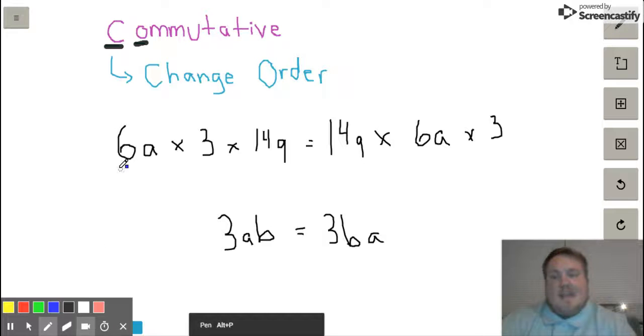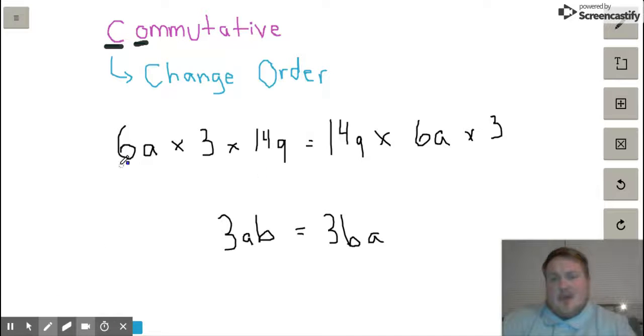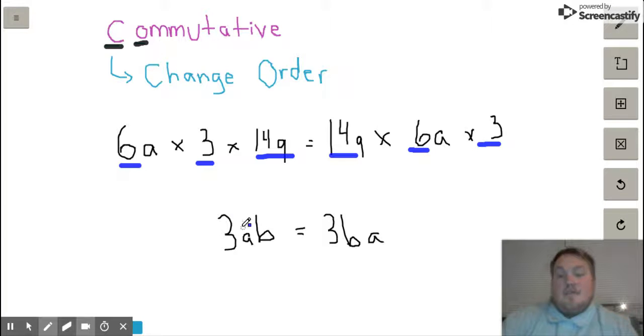And what I mean by that, if you look at the expression below, 6a times 3 times 14q, the other side has the exact same items, a 14q, a 6a, and a 3, but the order has changed, okay? So instead of 14q being at the end, it's now in the beginning, 6a is in the middle, and 3 is at the end. You look at the expression below, this is also multiplication, but it's 3 times a times b equals, on the other side, we've changed the order, it's 3 times b times a, okay?